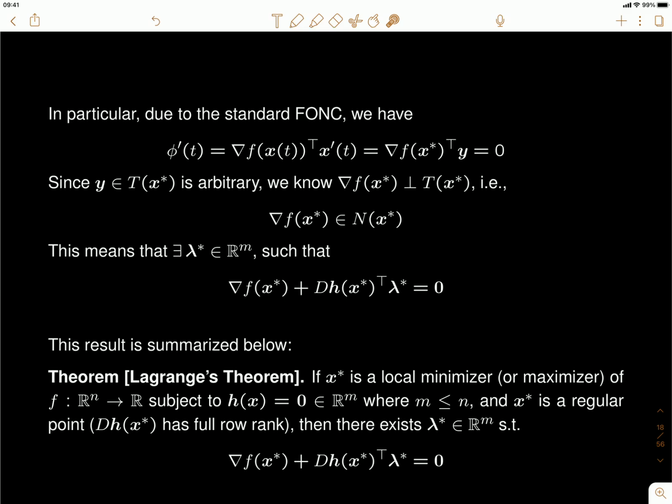If it doesn't satisfy this, then you don't need to worry anymore. The x star cannot be a local minimizer or local maximizer. But if it is a local minimizer or local maximizer, at least this needs to be satisfied. Although this by itself doesn't tell you if that point is a local minimizer or maximizer, at least this is necessary for it to be one. Okay, just not sufficient yet.